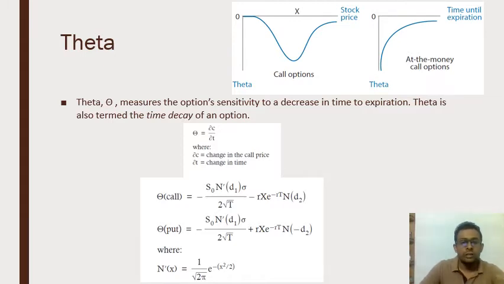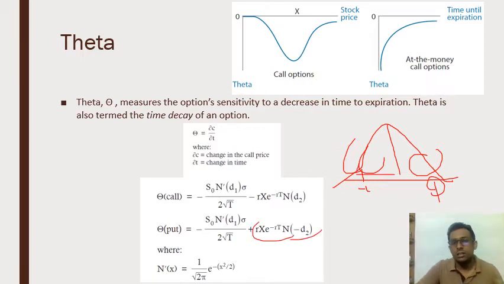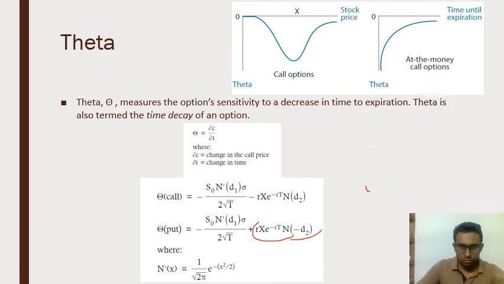Put is also calculated using the same formula. Just change the signs, minus and plus. You keep the first term minus, change the other to plus, and there is minus d2. That is the only change, because in a normal distribution, the put option will lie in one part and the call option in the other, so minus d2 will be in this part. That's why it is minus d2. So this is how we calculate the value of theta.